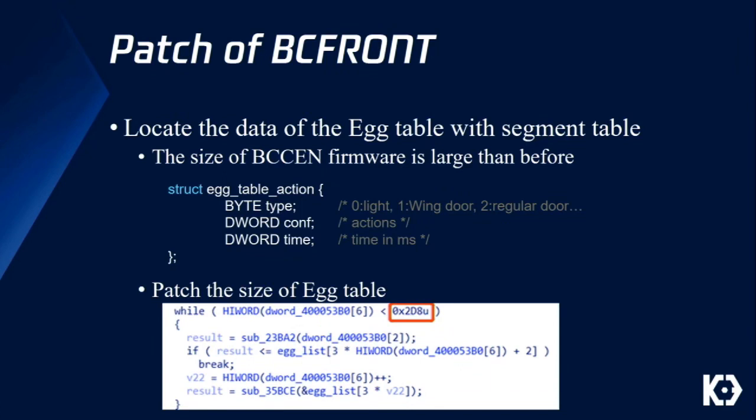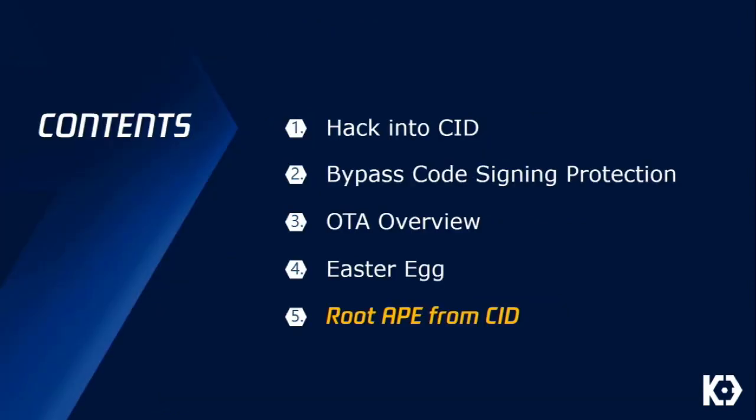And then when you check the references of the egg table in IDA, you will find a number which indicates the length of the egg table. At this moment you can get your own custom Easter egg. And now my colleague is going to tell you how to root APE. Thank you.